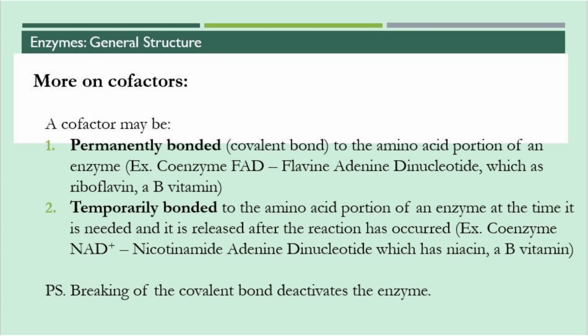Again, the cofactor, which is the non-protein part of the conjugated enzyme, can be permanently bonded to the amino acid portion, or it can be only temporarily bonded to the amino acid portion. It bonds when it is needed in the reaction, and then it is released and separated again from the amino acid portion after the reaction has occurred. Okay. Now, breaking of the covalent bond deactivates the enzyme. So, in temporary bonding, when the bond between the amino acid portion and the cofactor breaks, the entire enzyme is deactivated.